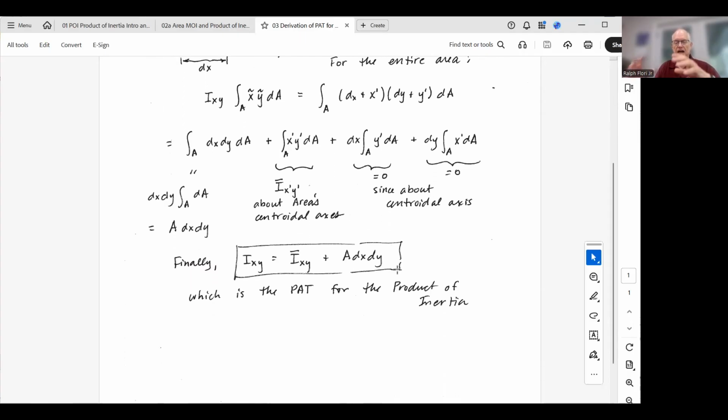So if I have a composite shape that's made up of sub-areas of rectangles, half circles, quarter circles, circles, triangles, and I can find their I bar, and I know their area, and I know their distances dx and dy, then I can get Ixy for the composite shape by summing all of those up. And that's how we'll use it, just like we did for moments of inertia.